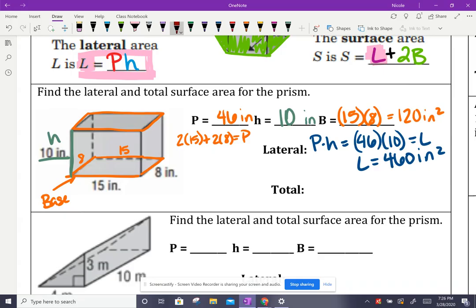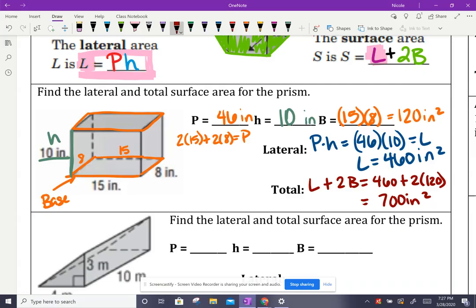And then remember, for total surface area, we take that lateral plus 2 times b. So 460 plus 2 times 120. And we get 700 inches squared. So if I was to wrap that prism in wrapping paper, then it would take 700 inches squared of wrapping paper in order to do so. And obviously some scissors and tape and some skills.